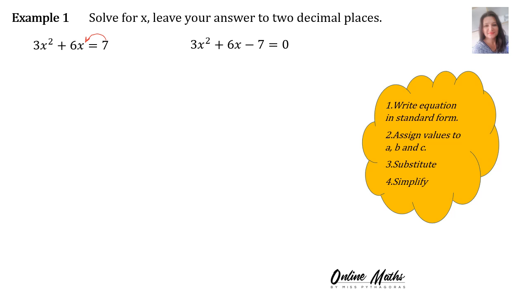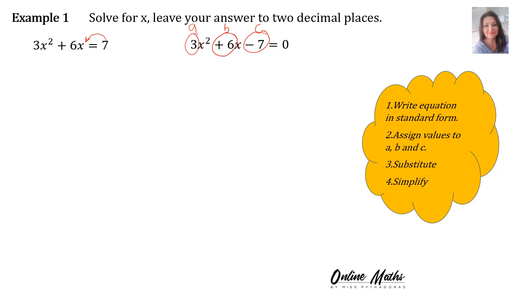Step 2. Assign values to a, b and c. Now a is the coefficient of x squared. That means the number in front of x together with its sign. B is the coefficient of x, so b's value is plus 6, and c is the constant value.